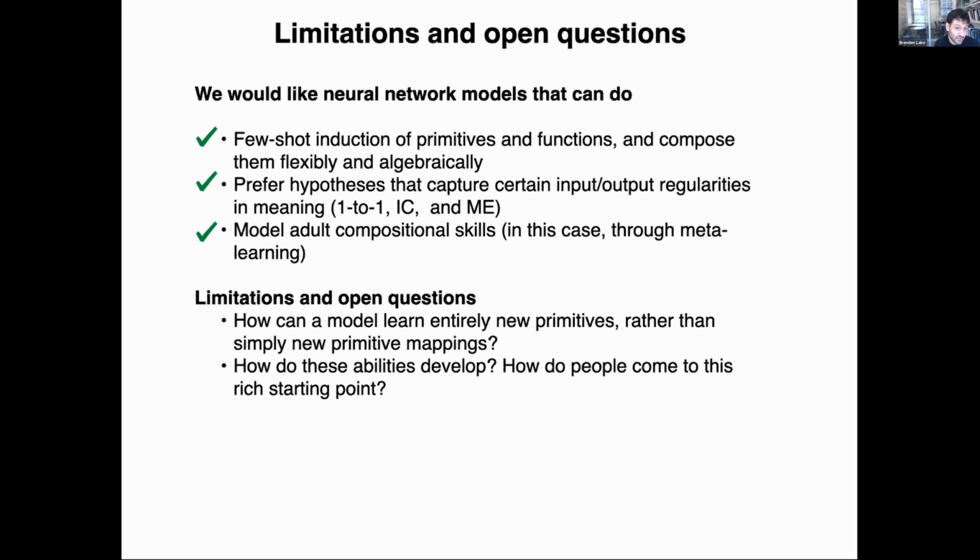In terms of the limitations and open questions, how can a model learn entirely new primitives rather than simply new primitive mappings? It can't handle a brand new symbol. It has to see all the symbols during optimization. This is a challenge like generalizing outside the training space that Gary has written about. I think there are ways you could address it with an approach like this, but it would need to be extended. And how do these abilities develop? How do people come to this rich starting point?